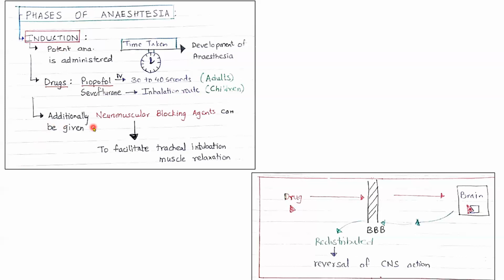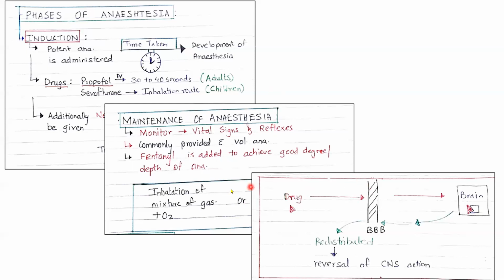Additionally, in the induction phase or before giving this, you can give neuromuscular blocking agents. Neuromuscular blocking agents will mask the symptoms in the delirium phase. If you remember, the delirium phase is stage 2 anesthesia, wherein there is excessive muscular movement, jerky movement. So you give a neuromuscular blocking agent that can facilitate tracheal intubation, and it will cause muscle relaxation. It will help us to shorten stage 2, which is unwanted.